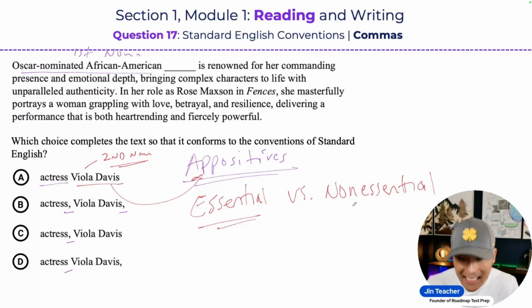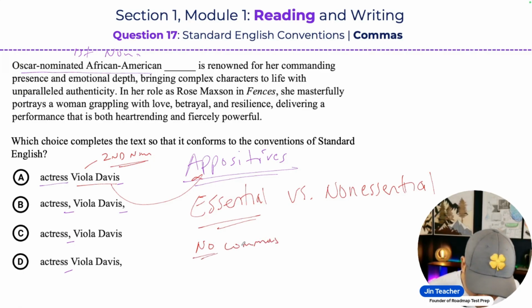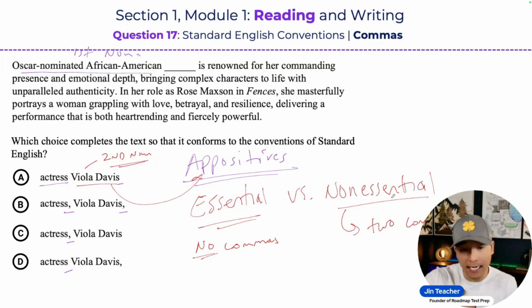So what does that tell us? If information is essential, we don't want to put any commas around it. So essential information gets no commas, while non-essential information is always going to get commas. If the non-essential information appears inside of one sentence, then you have to place two commas around it. You place a comma before the non-essential information, and a comma at the end of it, to open and close the non-essential information. Cool. So that's what you're going to be tested on.